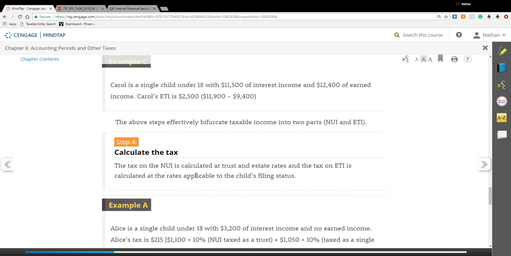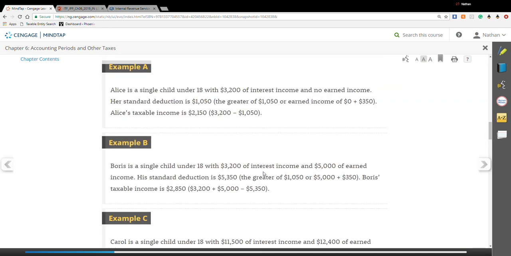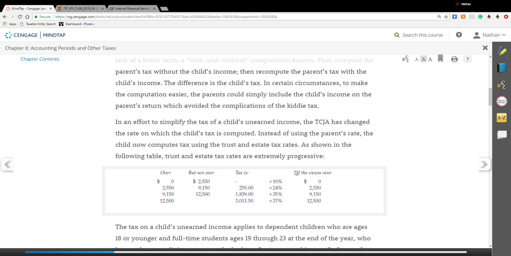Now it's time to calculate the tax. Alright, so the tax on NUI is calculated at trust and estate rates, and the tax on ETI is calculated at rates applicable to the child's filing status. Meaning, basically, there are 2 rates. I know, it's like, oh my god, 2 rates, I have to know. Well, one is right here. Here's the table. So this is the tax rate.